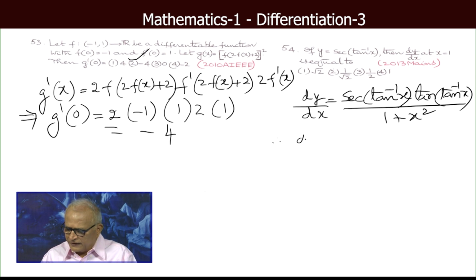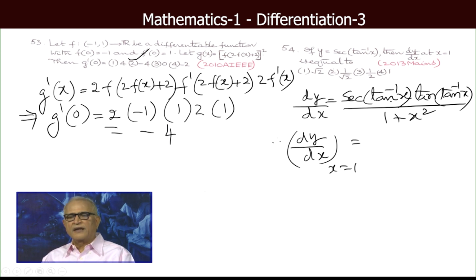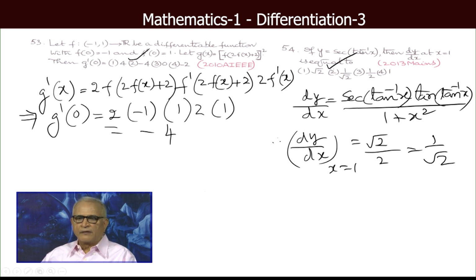Therefore, dy/dx at x equal to 1 is secant arc tan 1, which is pi by 4, secant pi by 4 is root 2, arc tan 1 is pi by 4, tan pi by 4 is 1, divided by 1 plus x squared, which is 2. Therefore it is equal to 1 by root 2. That is the second option.